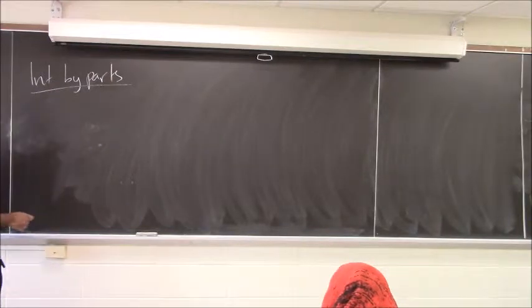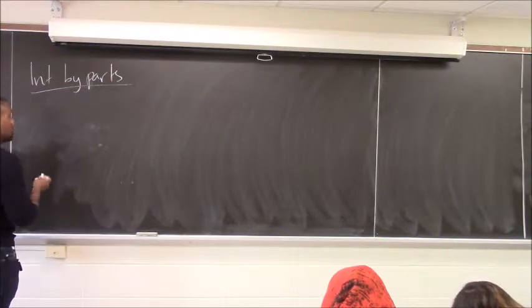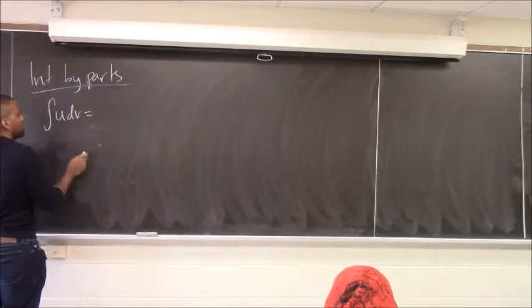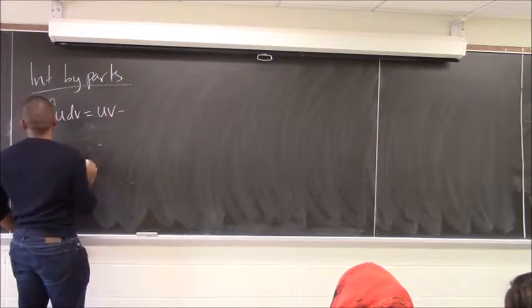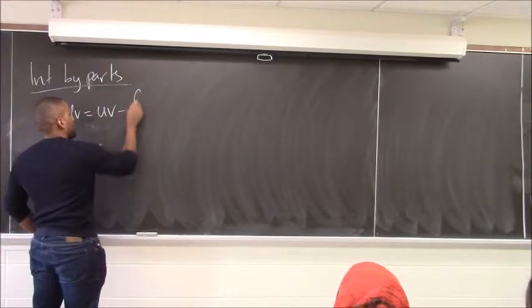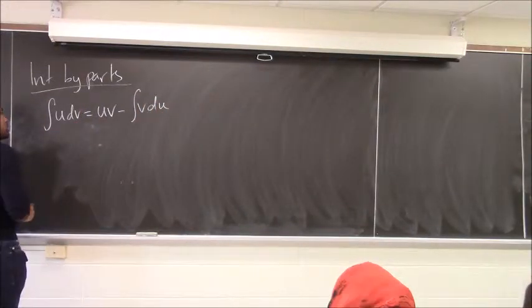What's the formula for integration by parts? Integral of u dv equals uv minus integral of v du. Right. So you have an integral like this, you can compute it like that.